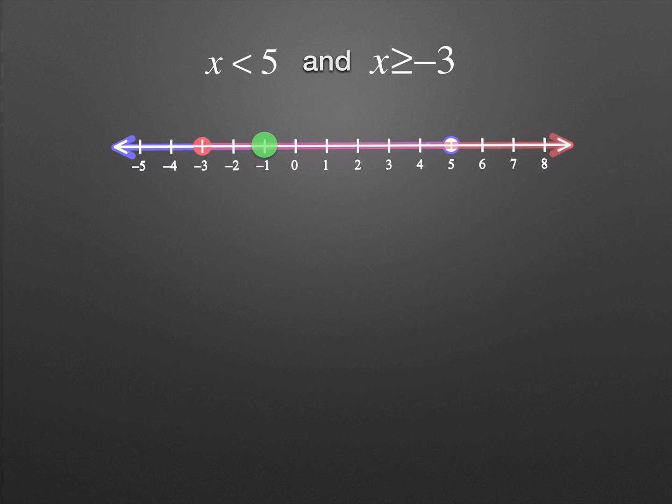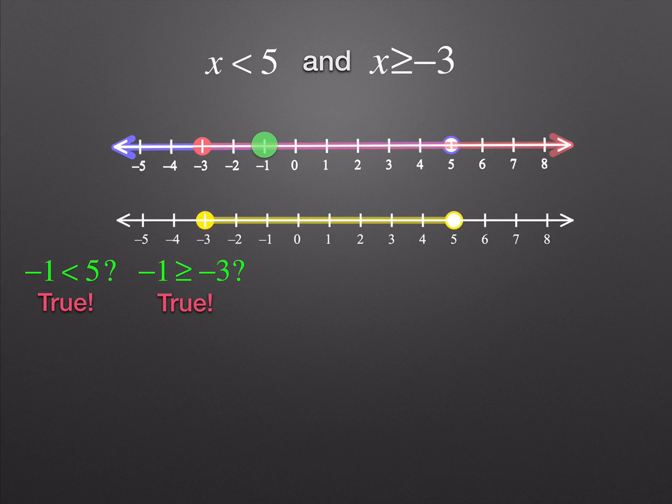Well, let's look somewhere in between. Let's look at -1. If x is -1, is -1 less than 5? Yes, that's true. How about -1 greater than or equal to -3? That's true also. So the area in between the two points, and that's really where those two graphs overlap, 5 going to the left and -3 going to the right, is where both inequalities are true. So my solution is all of these points in the yellow that you see below.